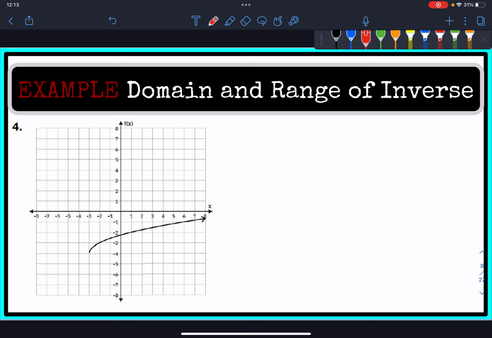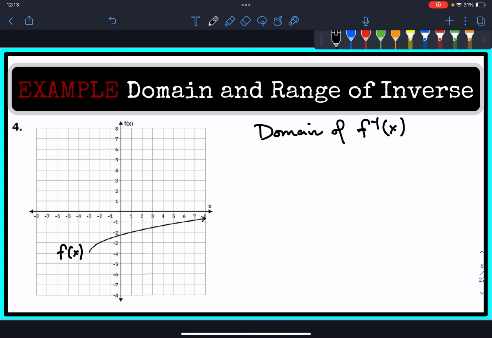So for another example, let's look at the square root one. Let's figure out the domain and range for the inverse of this square root function. So this graph right here, again, this is f of x. And I want to find the domain for the inverse of this graph.